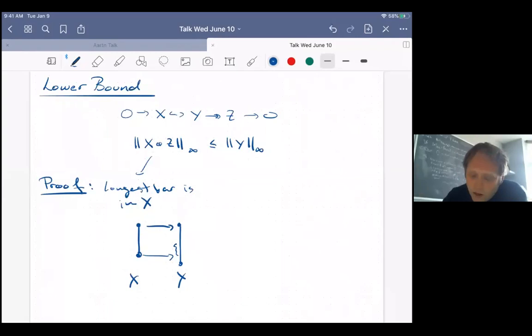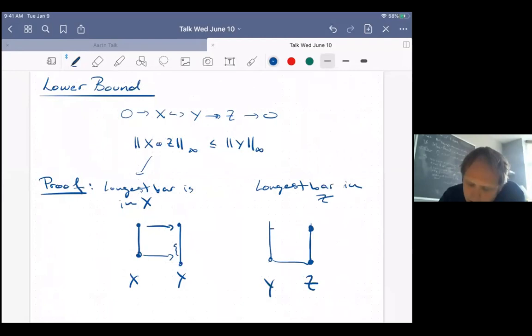The other possibility is that the longest bar is in Z, and in this case it's a surjective map. Again the birth times are going to match up, but if this is Z and this is Y, the bar in Y has to be at least as long. So you can't actually have the inequality go the other way, because otherwise you simply wouldn't have a persistence morphism. And that's essentially the proof for the lower bound.